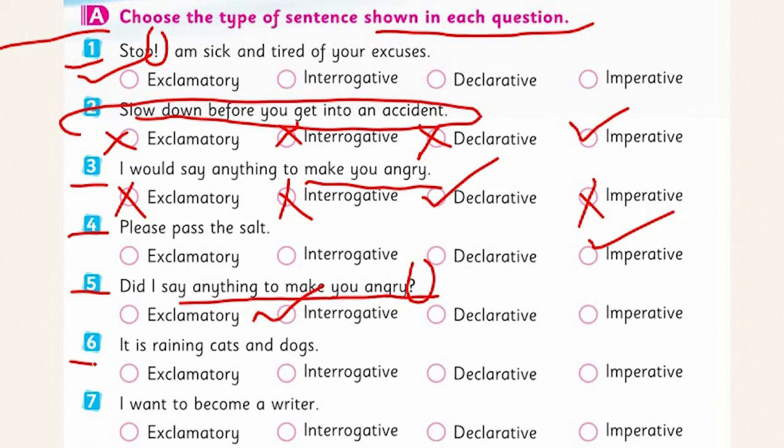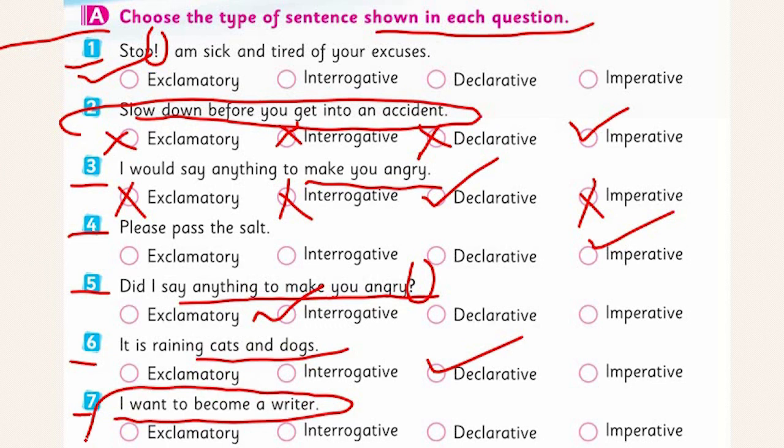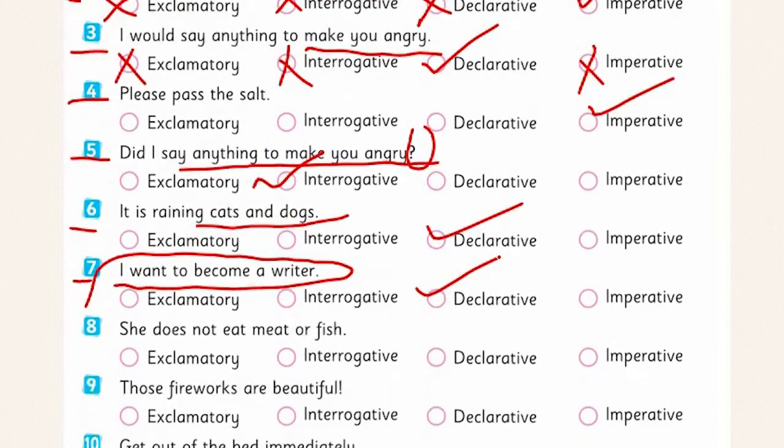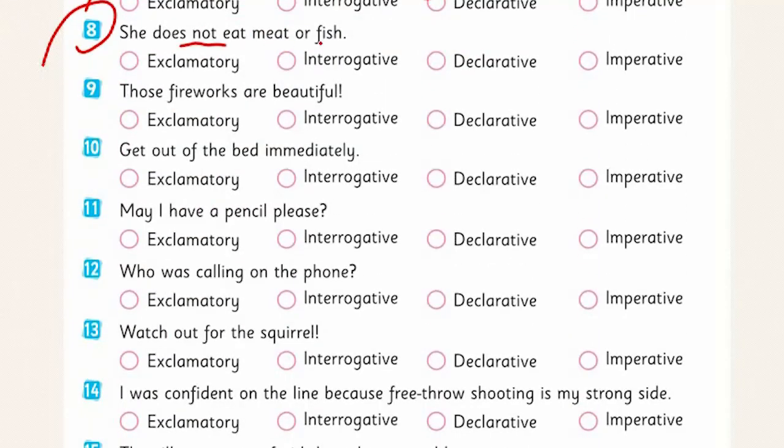Now look at the sixth one. It is raining cats and dogs. Now this is a declaration here. Yes, it would be a declarative sentence. Now look at the seventh. I want to become a writer. The same example we have discussed in the lesson earlier. Yes, this is also a declarative sentence because it is declaring that he wants to become a writer. Now look at the eighth one. She does not eat meat or fish. This is not an opinion, not interrogative and not exclamatory. So it is declarative. Yes, it's a declaration that she does not eat meat or fish.